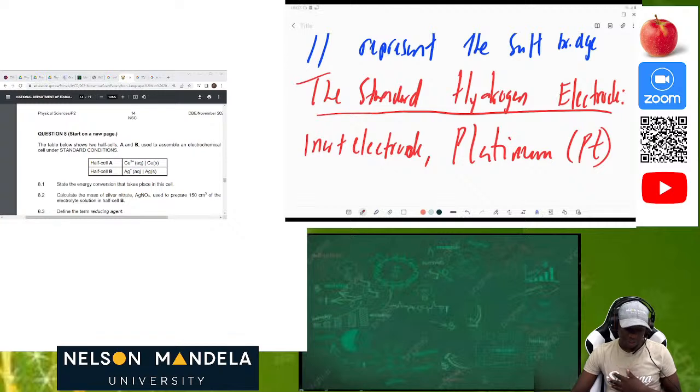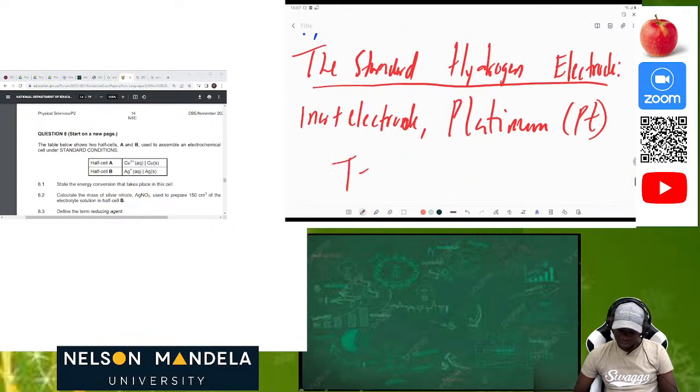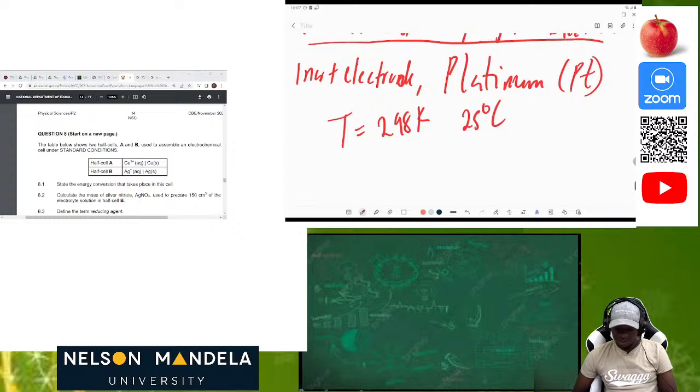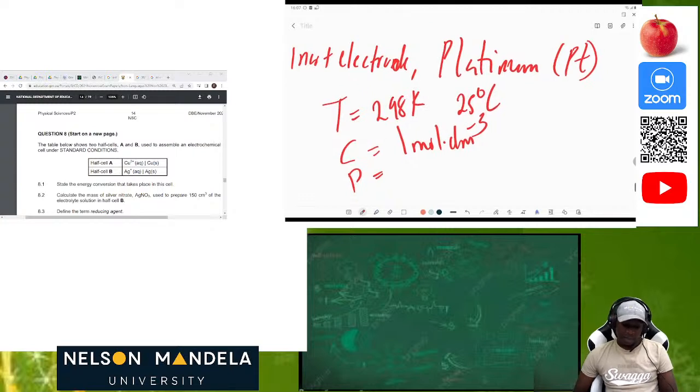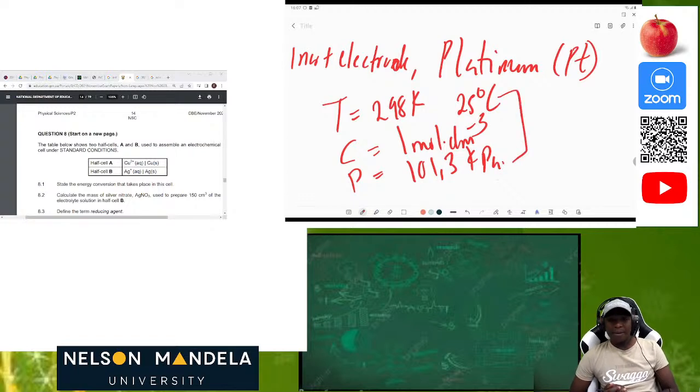And what is also important is the temperature at room temperature. Temperature is equal to 298 Kelvin, which is 25 degrees Celsius. That's the room temperature. Then what is the concentration? The concentration is 1 mole per decimeter cubed. Then you must also know the pressure at the standard hydrogen electrode, which is 101.3 kilopascals. These are just standards, which I believe are at the back of your question paper. Now how do we finalize this?